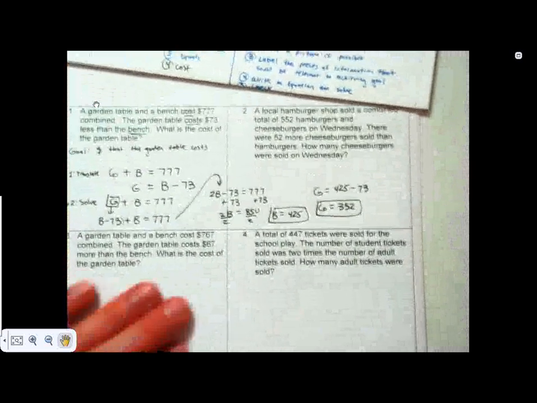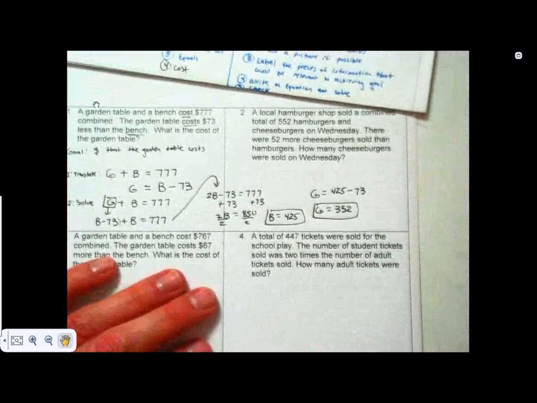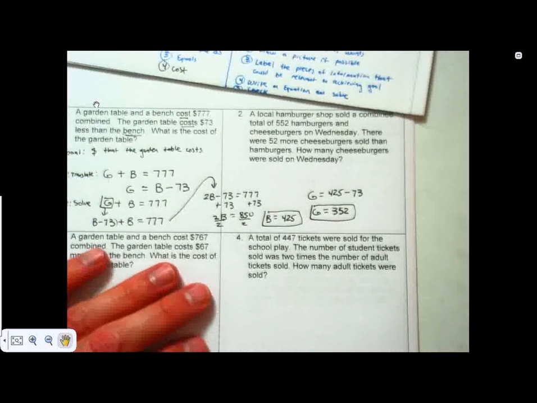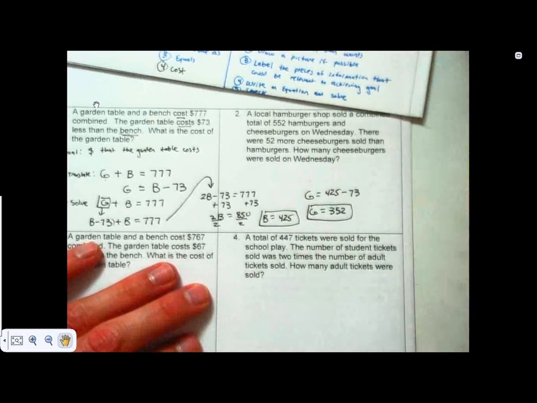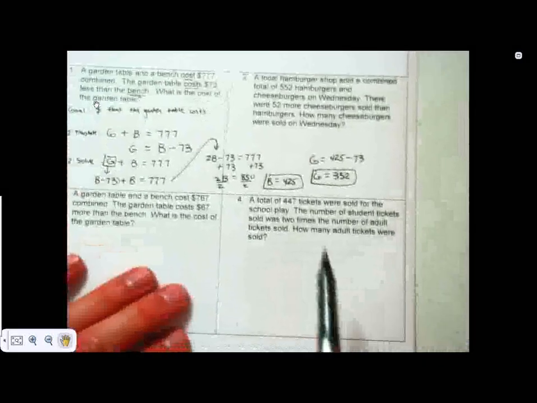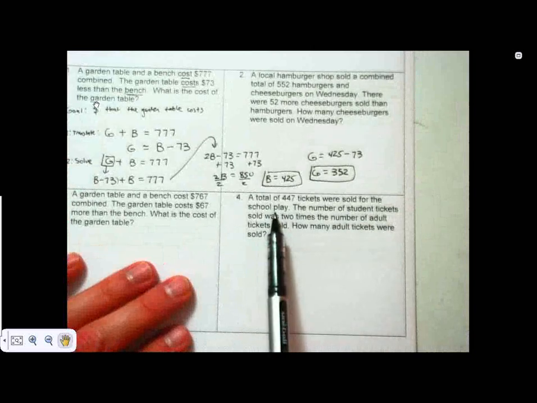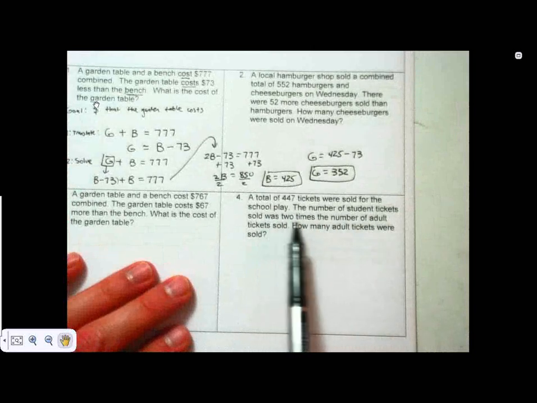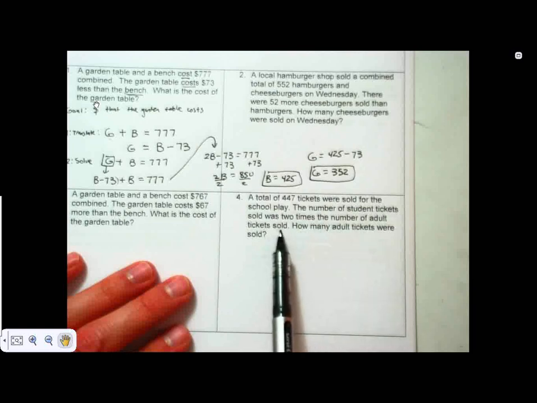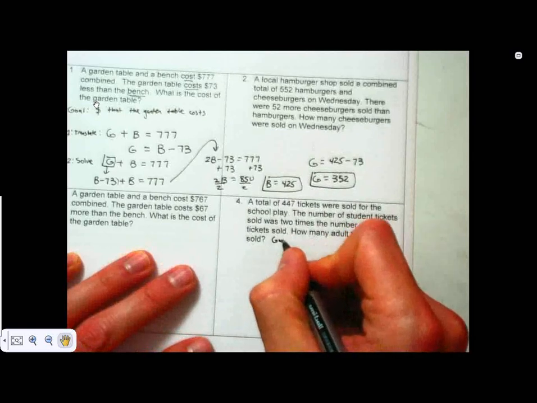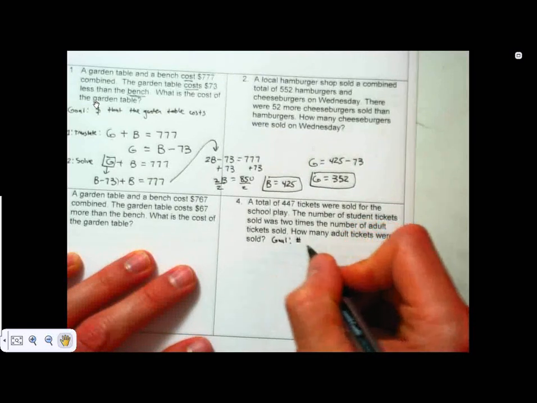Okay, let's take a look at one more example, number 4. I want you to try this, pause the video, and then restart when ready. So for number 4, let's see if we can come up with a way to solve it. It says a total of 447 tickets were sold for the school play. The number of student tickets sold was 2 times the number of adult tickets sold. How many adult tickets were sold? So my goal is to figure out the number of adult tickets sold.